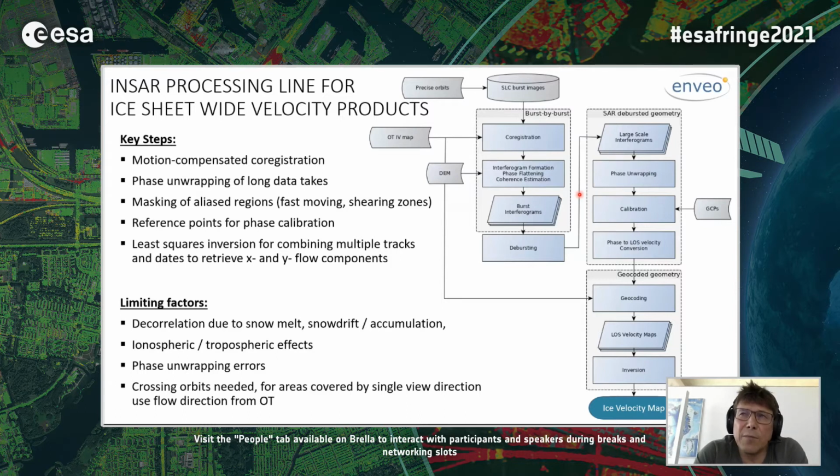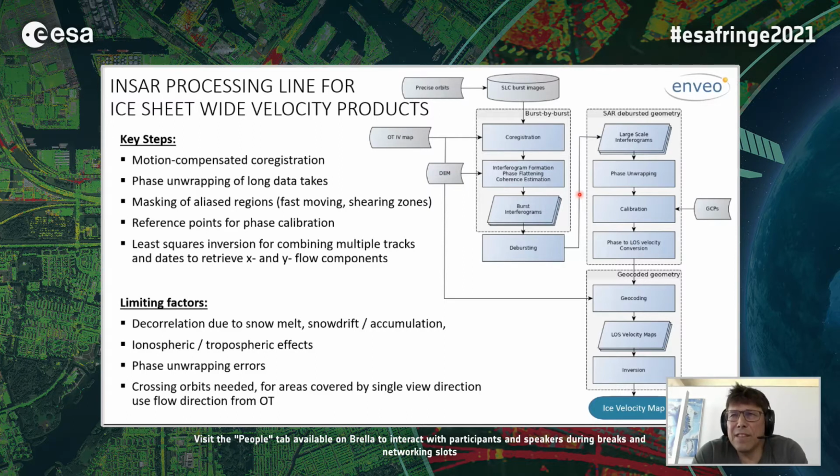So we know that fast-moving glaciers and shear zones can be problems and cause decorrelation, but also snow melt or snow accumulation can have an effect, even over 6 days, decorrelating the phase. We need a few reference points for the phase calibration, and then, of course, to combine the different tracks to form an overall map, we are applying a least squares approach.